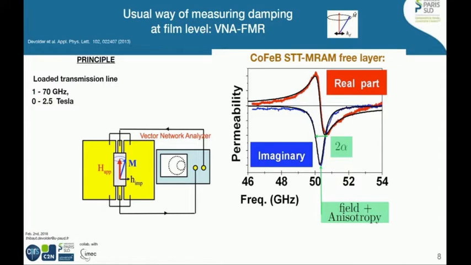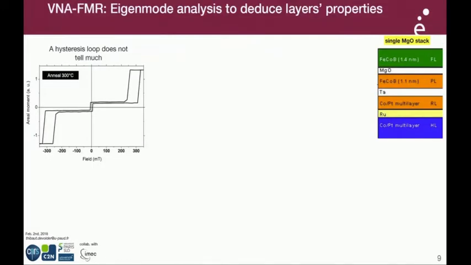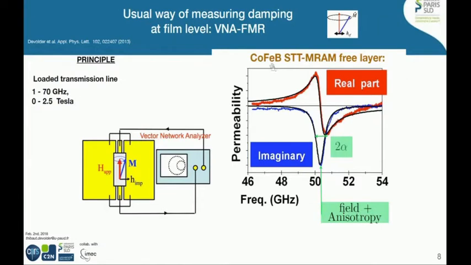And this permeability spectra versus frequency contain two pieces of information. The field at which the system resonates is a measurement of the strength that holds the magnetization, so it's the applied field and the anisotropy of the system, while the line width of the resonance is a measurement of the Gilbert damping, so a measurement of the rate at which the energy decays to the non-magnetic degrees of freedom.